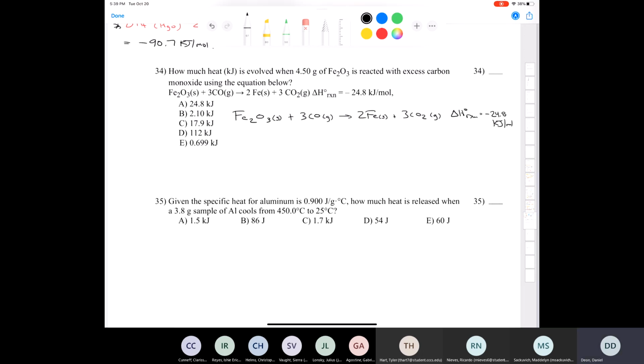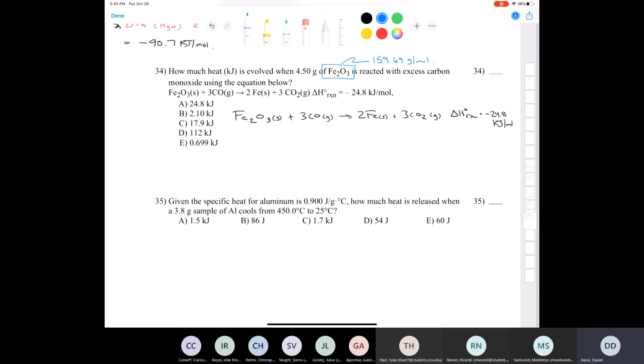But I'm using 4.50 grams of iron(III) oxide. Is that a mole of iron(III) oxide? Definitely not, because 1 mole of oxygen weighs 16 grams per mole, so that's impossible. In fact, I've gone ahead and calculated the molar mass of iron(III) oxide already, and it is 159.69 grams per mole. So what does that tell us?